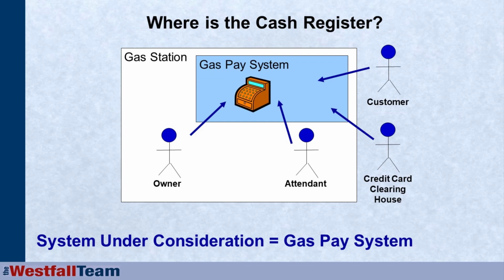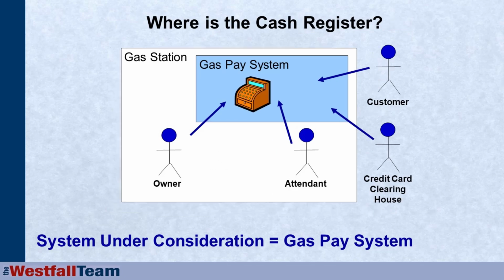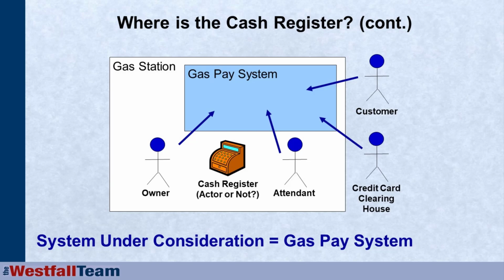So where does the cash register fit? And this is part of what you're going to be deciding as you're deciding your system under consideration. Is the cash register part of the gas pay system, or is it an external entity that we have to interact with? This is going to determine whether or not the cash register is an actor or not. Now, if it's inside the system, you're just going to write functional and non-functional requirements for how that cash register is going to interact. If it's outside the system, you have to decide whether or not the gas pay system is going to interact with it. If it is, it's an actor. If it's not, then it's not an actor in your system.